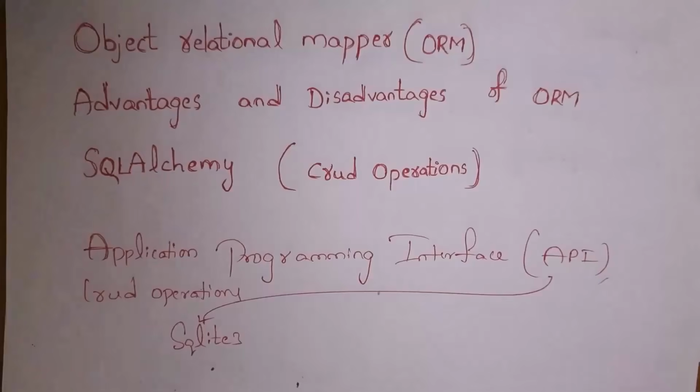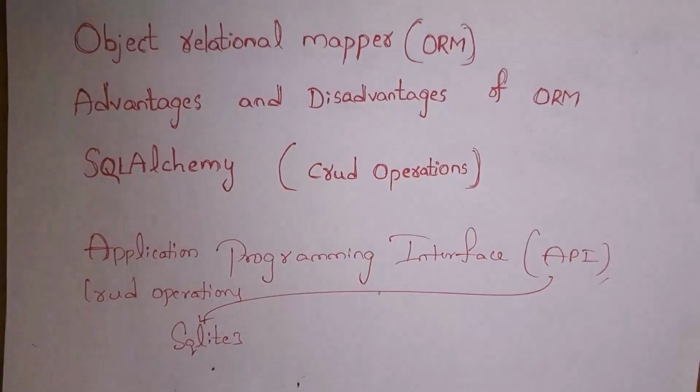Guys, from unit 5, ORM CRUD operations and API CRUD operations are very important. Pakka one question will come in exam. We will perform ORM CRUD operations by using SQLAlchemy module, and similarly we will perform API CRUD operations by using SQLite3 module. So learn these 2 modules.